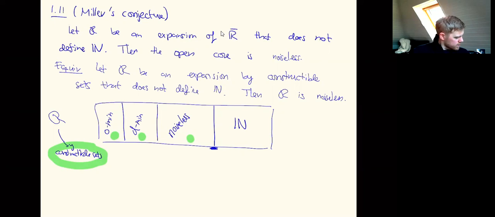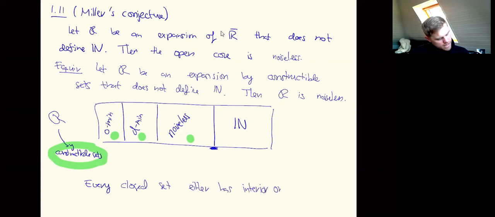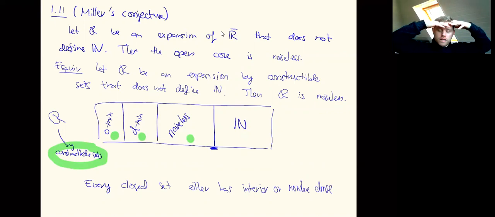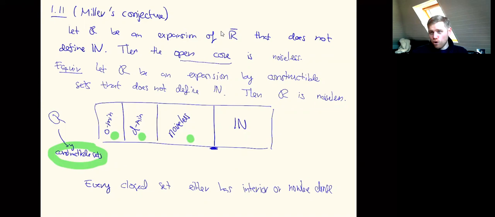Note that, let me say this here, if you take any closed set for that matter, it either has interior or is nowhere dense. So if you want to show that, if you don't define the integers, the open core is tame, then you have to show that for every set in this open core, every definable set either has interior or is nowhere dense. And somewhere you have that for closed sets.